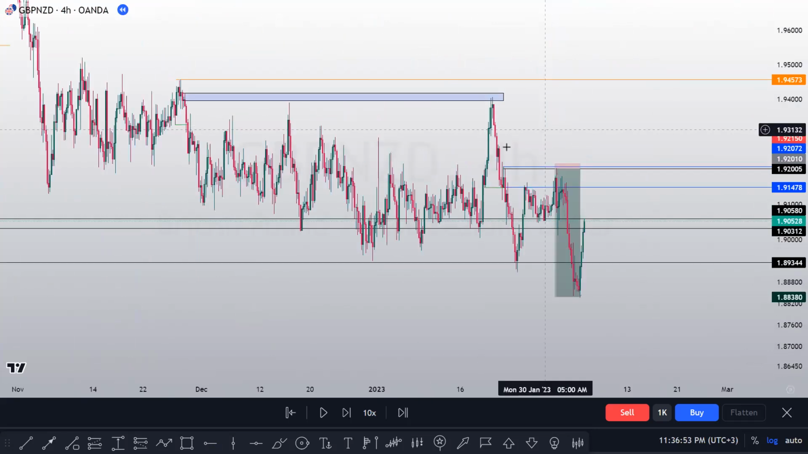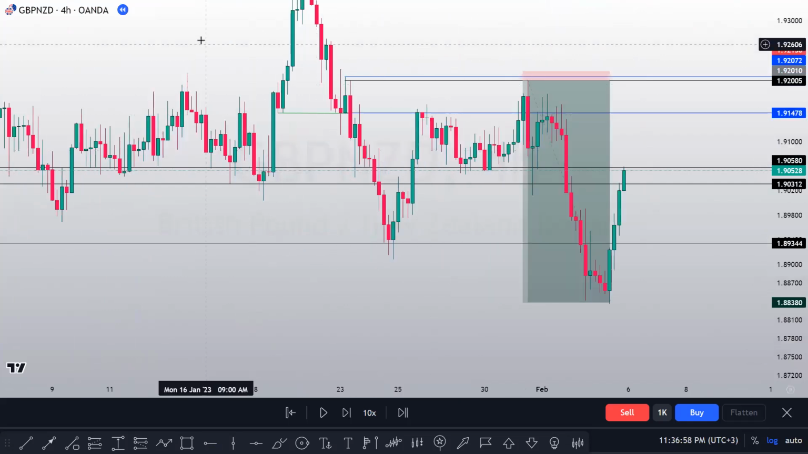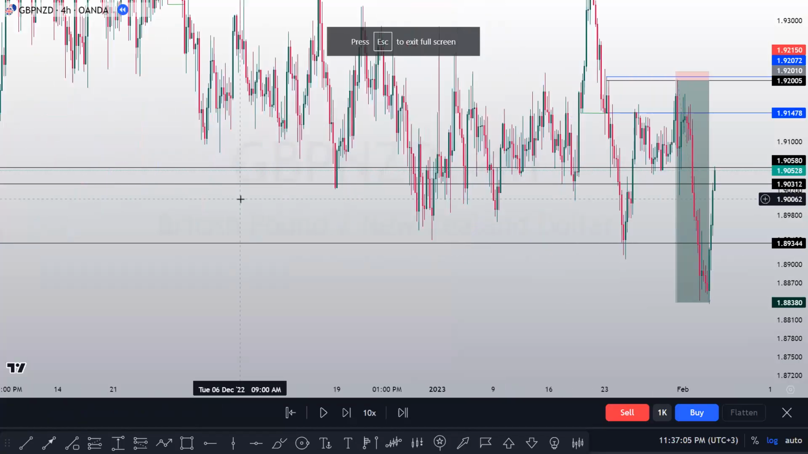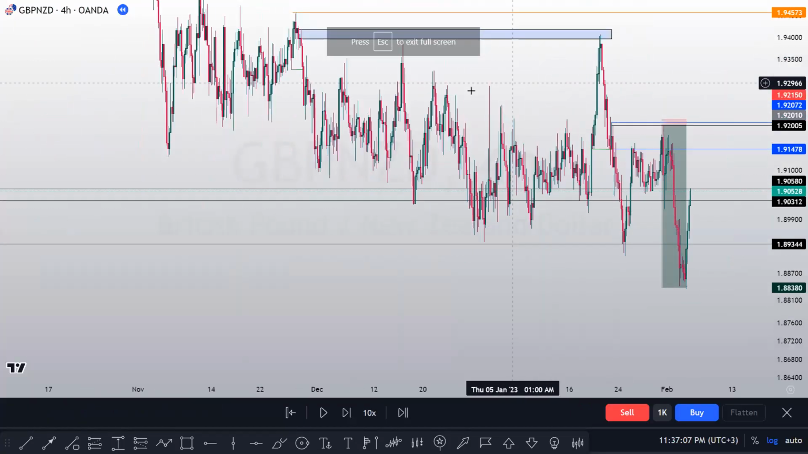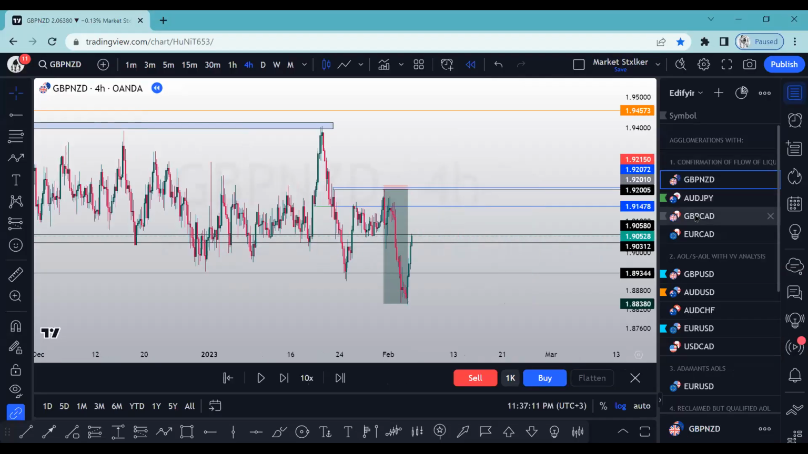This is how we trade these agglomerations. This is how we spot a situation like this. If there's any question concerning this pair before I move to the next pair... Nothing yet. Okay, let us go now to the third pair, which is GBP CAD.